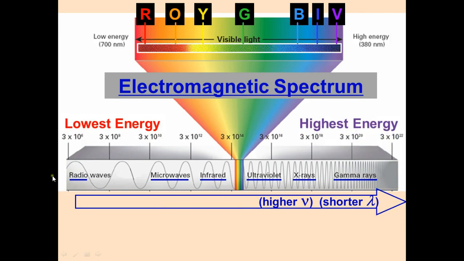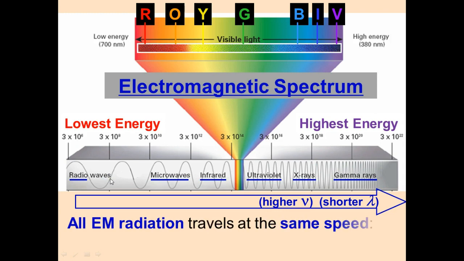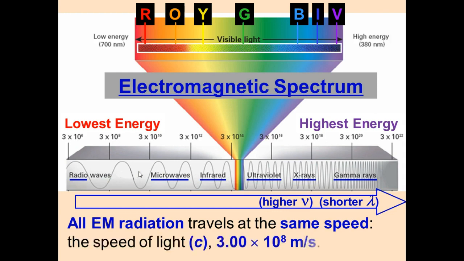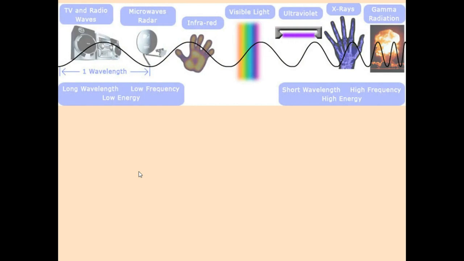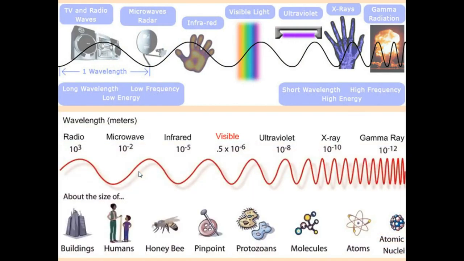And if it has a higher frequency, like gamma rays, it has more energy than waves with lower frequency. And if it has a longer wavelength, it's weaker. It's important to know that all light or electromagnetic radiation travels at the same speed, which is the speed of light. And here's another picture of the electromagnetic spectrum, and this shows the wavelength in context with objects.